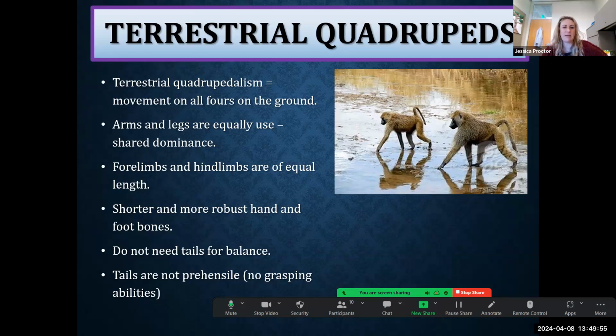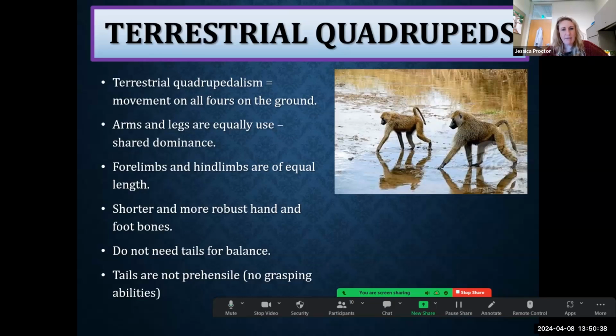That means their forelimbs and hind limbs are approximately equal in length. They tend to have shorter and more robust hand and foot bones. Those primates that are arboreal tend to have longer curved phalanges and flexible joints, whereas terrestrial primates tend to have shorter, more robust hand and foot bones, and more stability in their joints. They do have a tail, but it is not really used for anything. The terrestrial quadrupeds don't really need a tail, so it's kind of a leftover adaptation. So they may have tails, but they are not prehensile. Their tails do not have any grasping abilities.